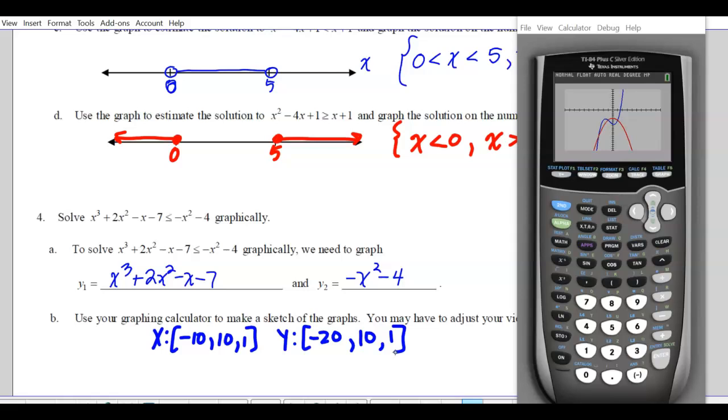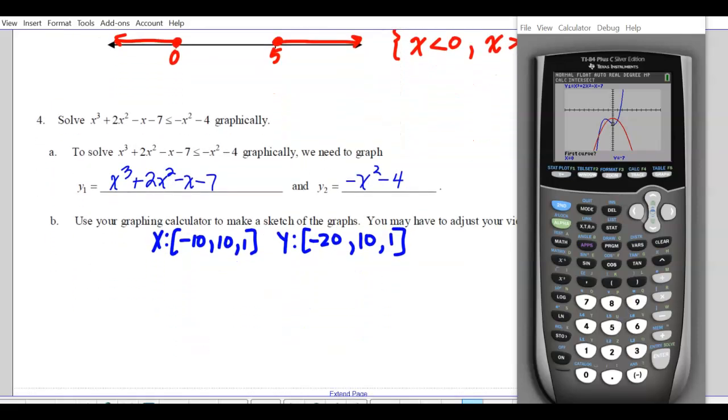And we are solving where the left side, the cubic, has to be less than or equal to the quadratic. So if you take a look here, the cubic is blue on my calculator. So it would be this part here, and then this dip here, and that's it. Okay? So we need to know those intersection points. So second, trace, intersect. And you actually might want to sketch it just to help you remember all of it.